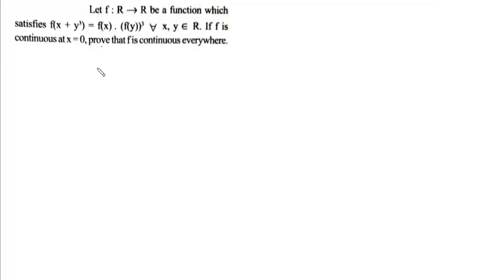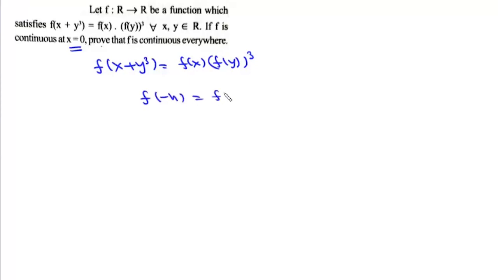Now here the question is, we are given that a function f is such that f(x plus y cube) is equal to f(x) into f(y cube), and if f is continuous at x equal to 0, prove that f is continuous everywhere. That means if f(-h) is equal to f(h) is equal to f(0), then this function is continuous everywhere. What we'll do is first we'll find the value of f(0). Now we put x and y as both 0.